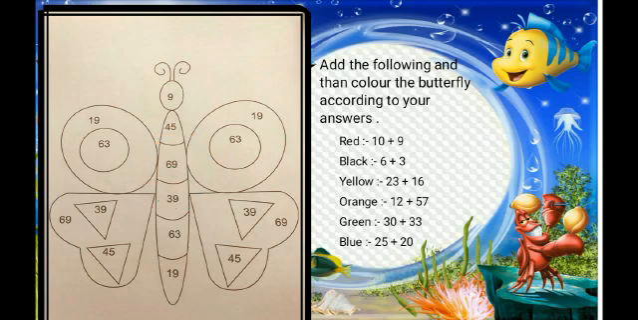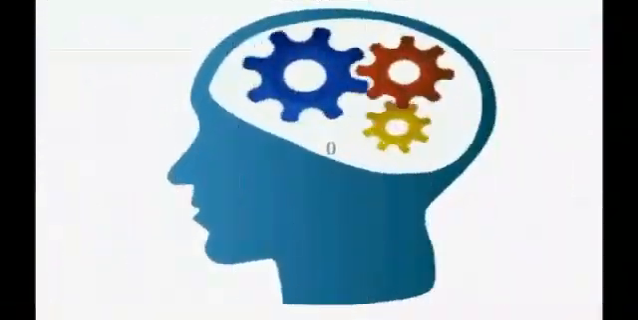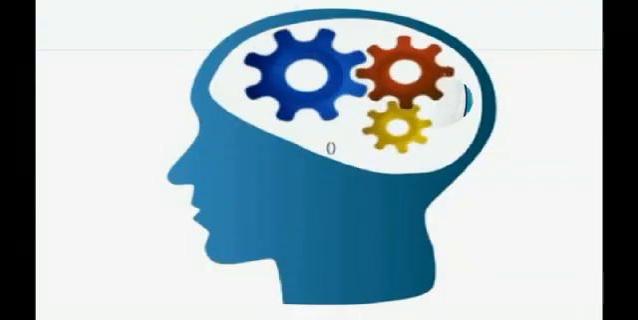Okay, for example, red, 10 plus 9. 10 plus 9 means it's 19. So wherever 19 is written, you have to color red there. This you can do in your notebooks. Now, after the fun activity, after learning all these things, it's time to think more.